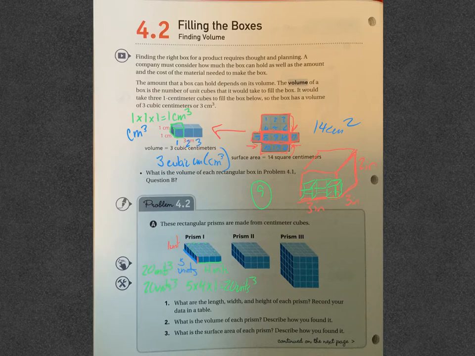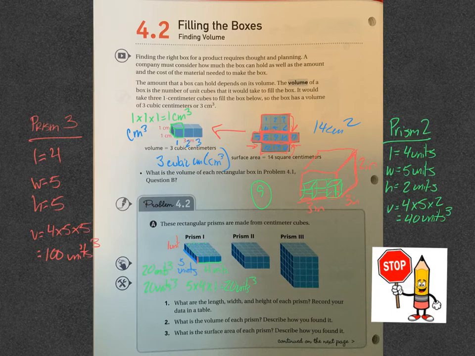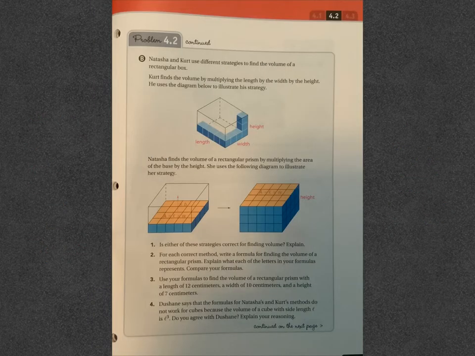All right, now I want you to do prism 2 and prism 3. Press pause here and work on prism 2 and prism 3. Once you think you have the answers, press play. You can now review the answers shown on the slide. Now let's look at the next page.